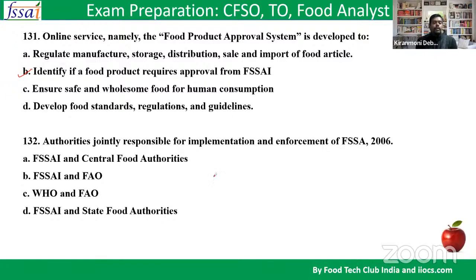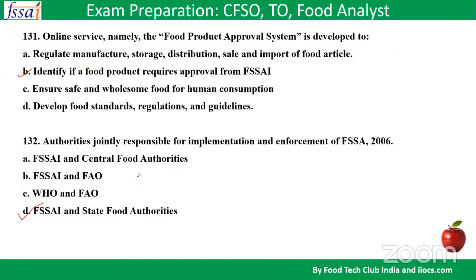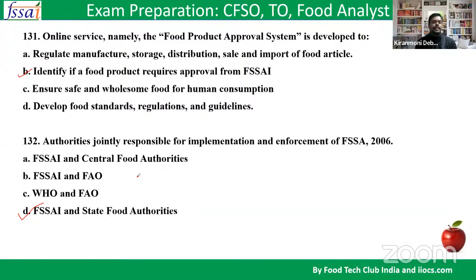Anyhow, authorities jointly responsible for implementation and enforcement of FSS Act 2006: FSSAI and Central Food Authorities, FSSAI and FAO, WHO and FAO, FSSAI and State Food Authorities. FSSAI and State Food Authorities. Very good. Right answer is option D, but why not option A? Because FSSAI and Central Food Authority are the same thing, both of them are same. Exactly. FSSAI itself is the Central Food Authority, right? So that is the reason.